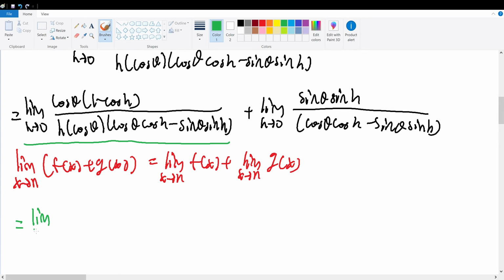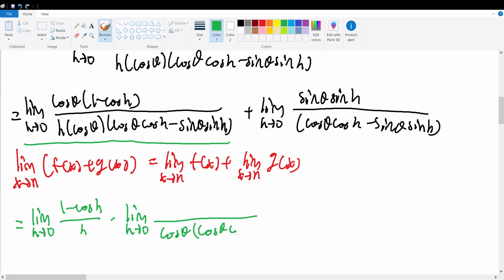which is equal to the limit, as h goes to 0, of 1 minus cosine of h divided by h times the limit, as h goes to 0, of cosine of theta times cosine of h minus sine of theta times sine of h. And in the numerator, it will become cosine of theta.